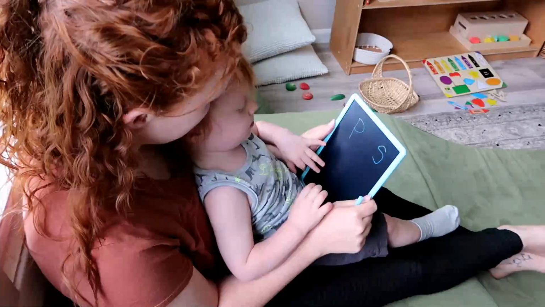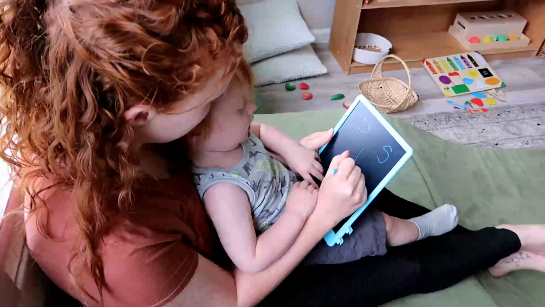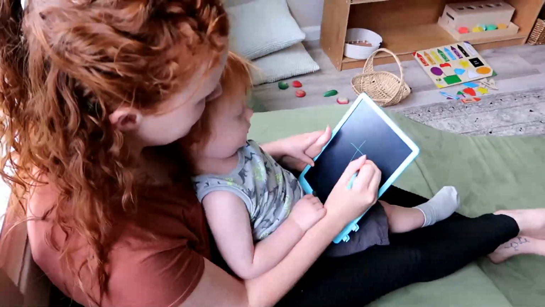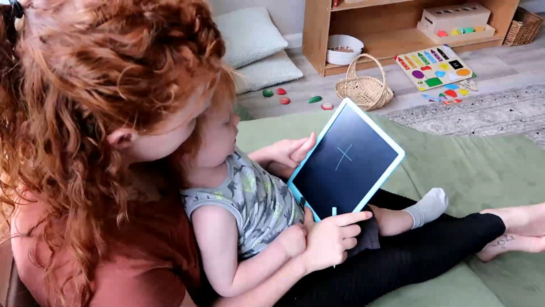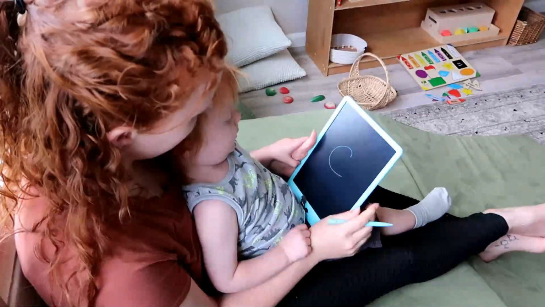This puzzle is still put away with these letters. These are the ones he doesn't know yet because the puzzle is pretty difficult and I don't want to confuse him or make it harder than it needs to be. So this is still in storage with the letters that we haven't learned yet.